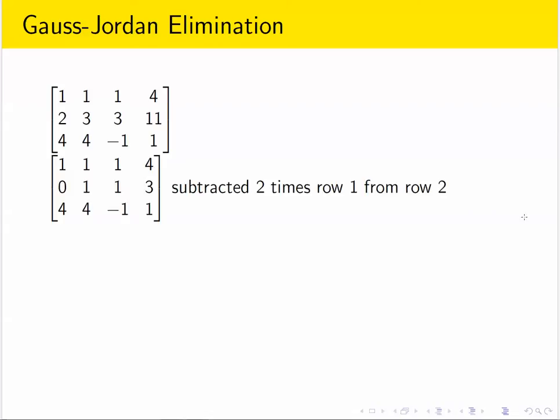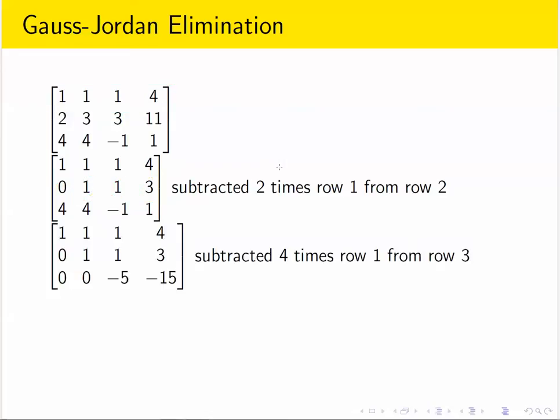First, I'll subtract 2 times row 1 from row 2. That is to say, I'm doubling all those numbers before I subtract them. So 2 minus 2 gives me 0. 3 minus 2 gives me 1. 3 minus 2 gives me 1. 11 minus 8 gives me 3. Now I have a 0 here. Next I'm going to make a 0 there. I can do that if we subtract 4 times the first row from the third row.